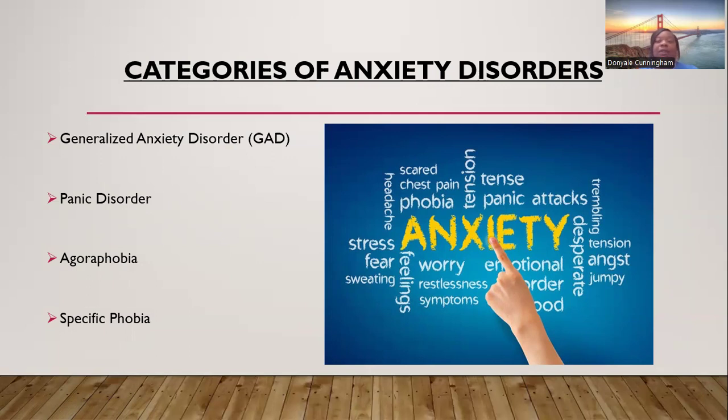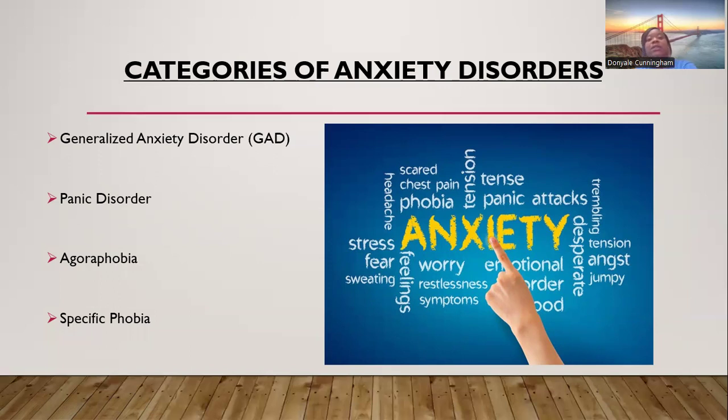The second category of anxiety disorders is panic disorder. This has to be recurrent, unexpected panic attacks, persistent concern, or behavior changes related to the attacks. Agoraphobia is an intense fear or avoidance of situations where escape may be difficult. So this can look like avoiding public transportation, open spaces, or crowds. It's a fear of being in places where it is hard to escape or where they may need help.